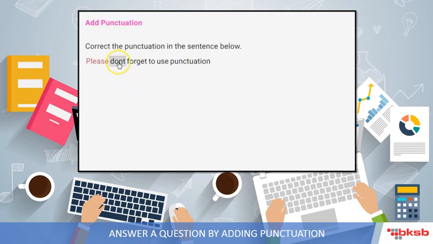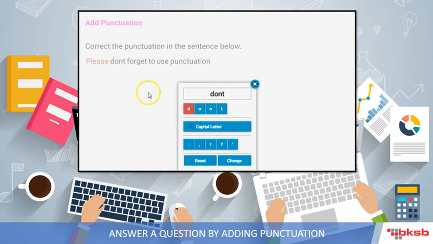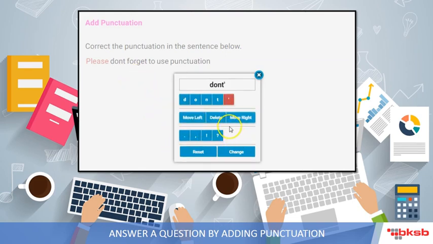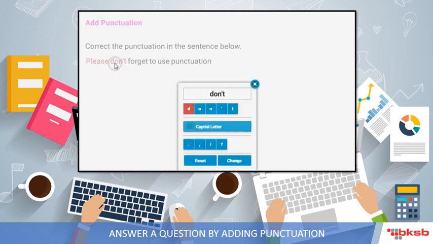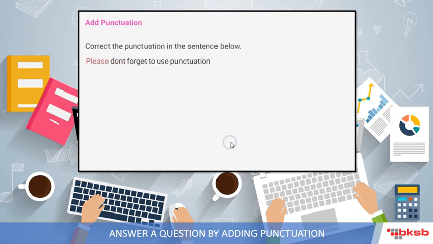To add a punctuation mark, such as an apostrophe, comma, full stop, question mark, or exclamation mark, select the word and then from the menu, select the punctuation mark you want to add. Note that the mark is always added to the end of the word. You should use the buttons labeled Move Left or Move Right to adjust the position before selecting the Change button to finish editing the word. If you make an error, select the word, then select the Reset button, followed by the Change button.